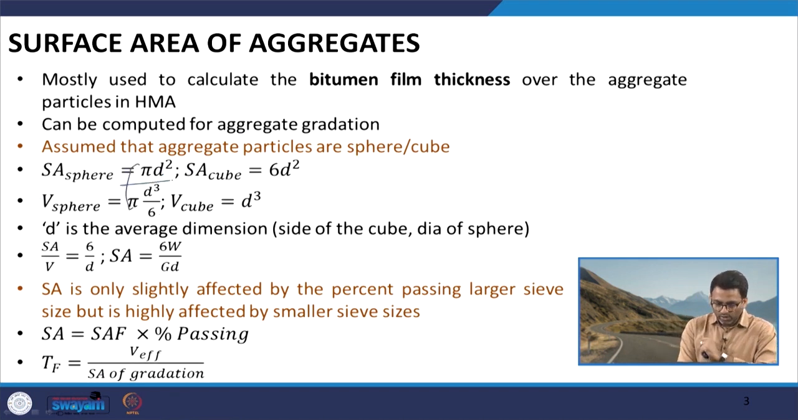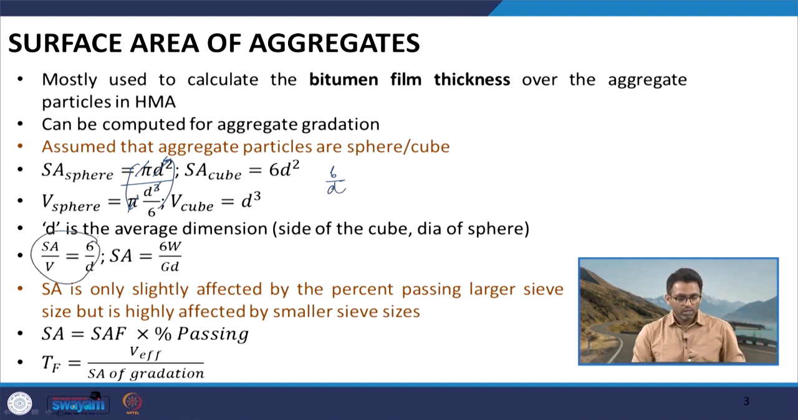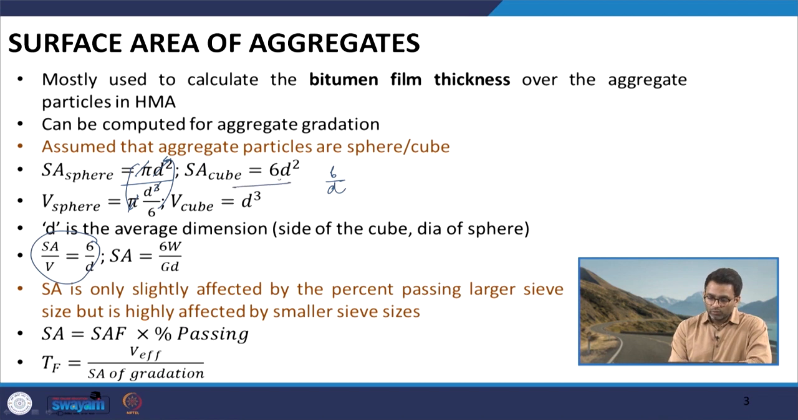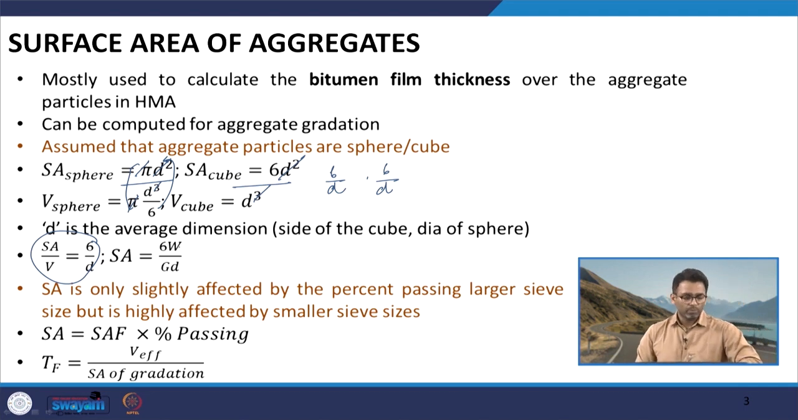If we just divide, this square gets cancelled here, this pi gets cancelled here, this 6 goes to the numerator. So, it is 6 by d, all right. The surface area divided by volume for sphere is 6 by d, and similarly for the cube it is very straightforward, it is also 6 by d, all right. So, the surface area per unit volume for both sphere and cube comes out to be 6 divided by d.